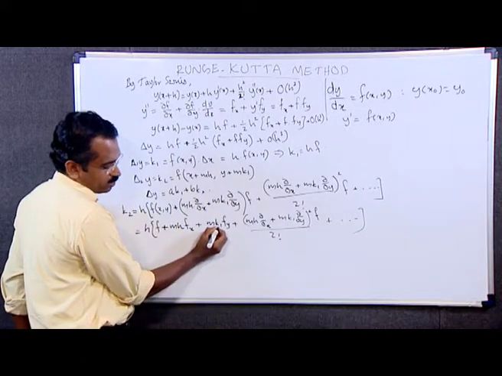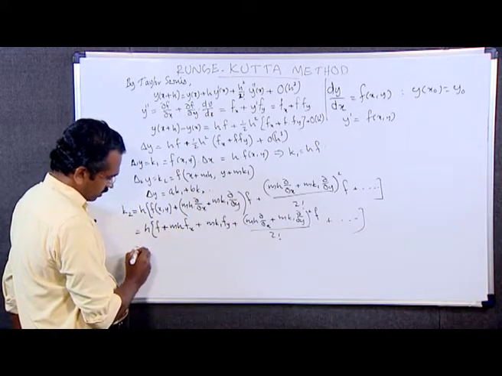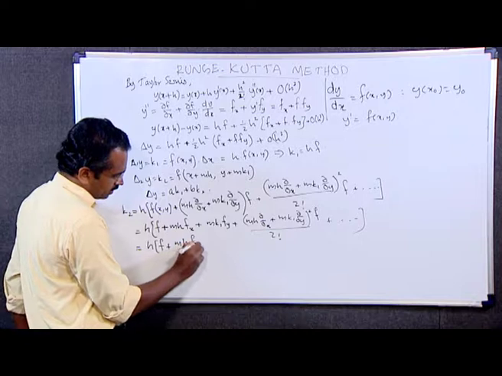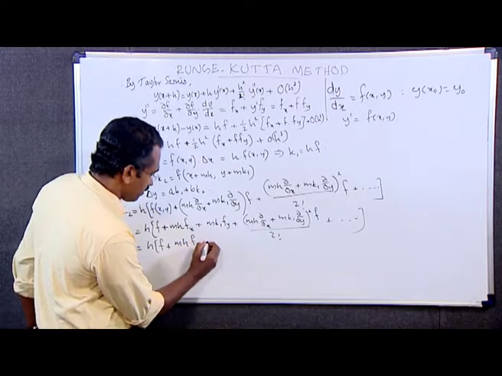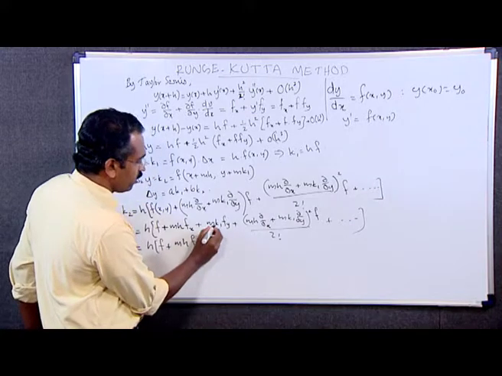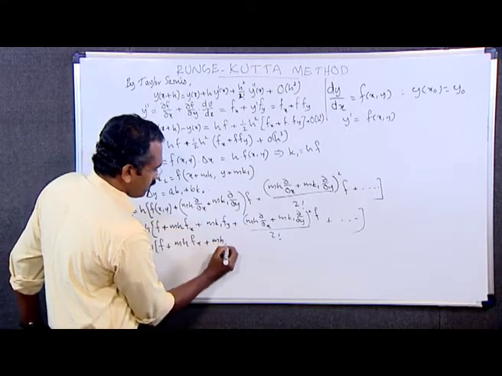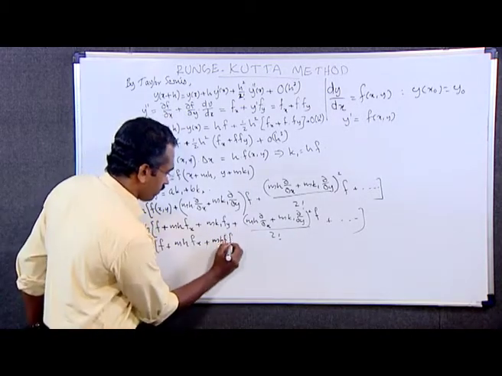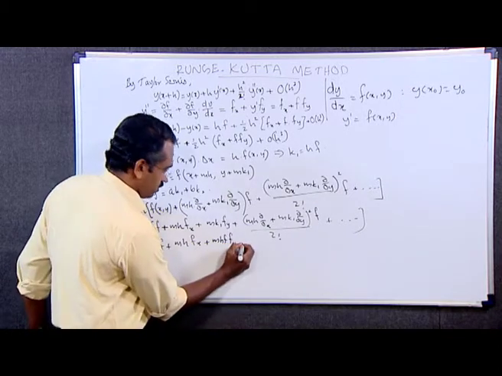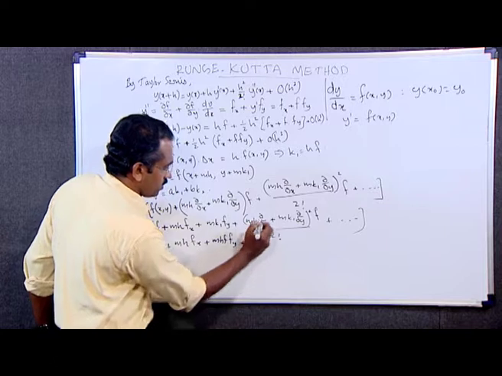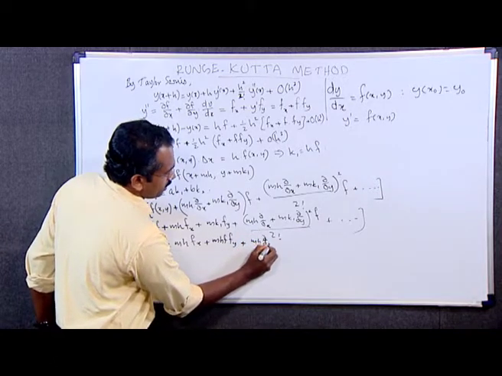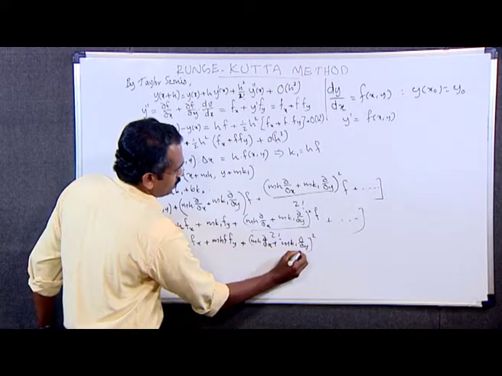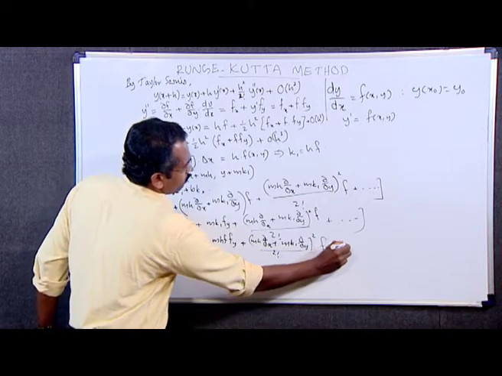We use K1 equal to h into f here. We can write this as h into f plus m h fx plus m into K1, which is h into f, m into h into f into fy, plus this term (m h ∂/∂x plus m K1 ∂/∂y) the whole square divided by 2 factorial of f, plus etc.